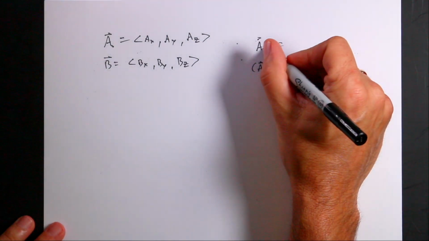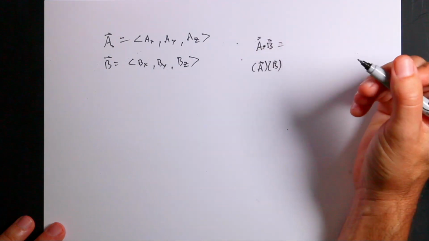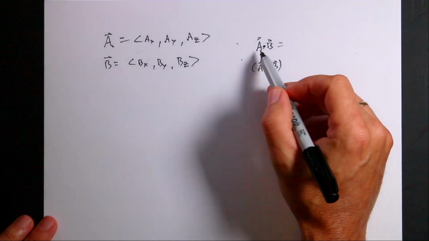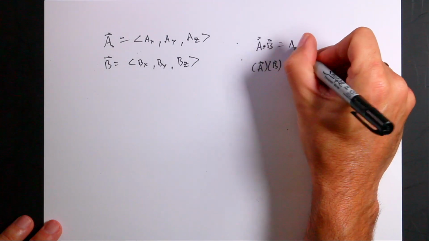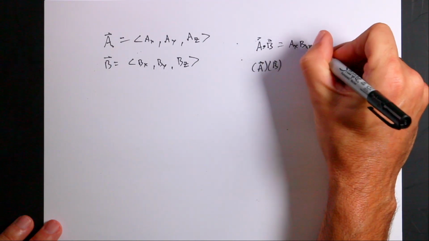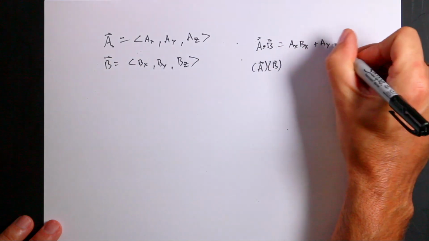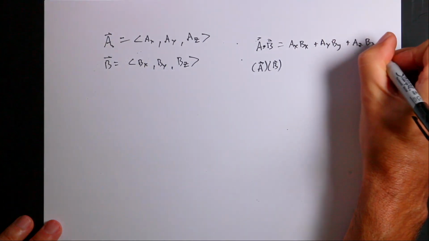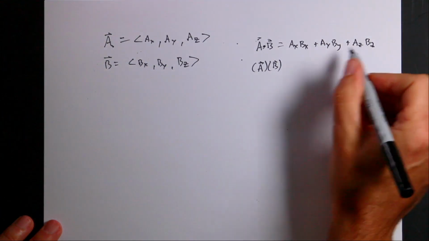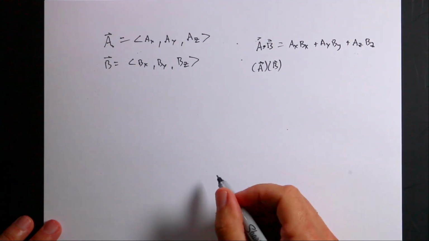And so A dot B, we use a dot right there, is also known as the scalar product because it takes two vectors and returns a scalar value. And it looks like this: ax times bx plus ay times by plus az times bz. That's it. So scalar, scalar, scalar, they're all scalars, add them up.